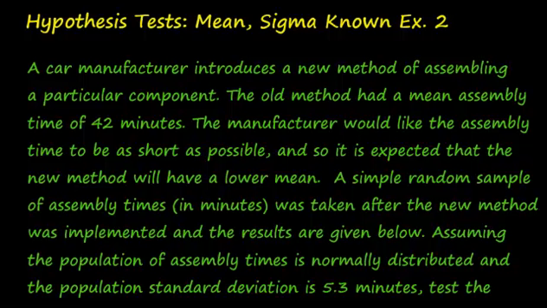A car manufacturer introduces a new method of assembling a particular component. The old method had a mean assembly time of 42 minutes. The manufacturer would like the assembly time to be as short as possible, and so it's expected that the new method will have a lower mean. A simple random sample of assembly times, in minutes, was taken after the new method was implemented, and the results are given below.